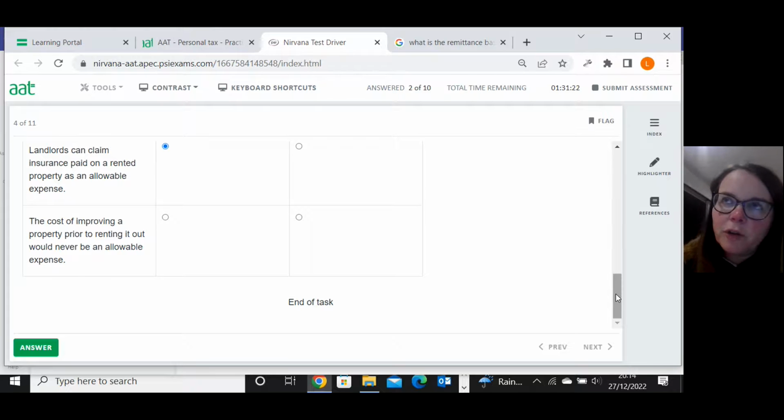However, if you've got a property and maybe it's been empty for a while, or maybe the previous tenants sort of trashed it a little bit, then there might be some redecoration, there might be some repairs that need doing, which are an improvement to the property, and they would be allowable. So therefore we have to say it's not a case that they will never be an allowable expense. So that one is going to be false.